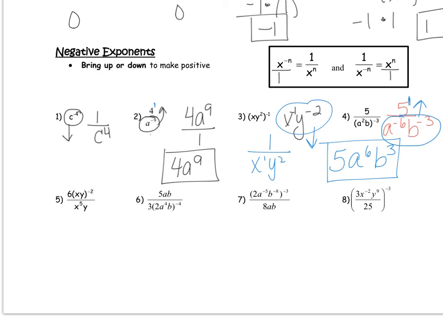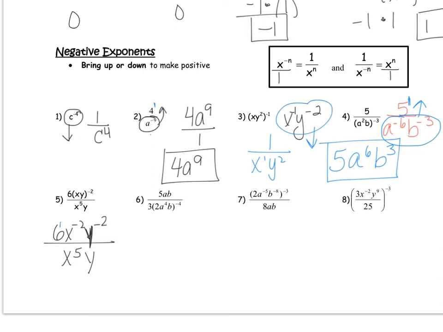Alright, let's see if we can do number 5. So first things first, let's handle the parentheses. Let's distribute this in. So 6x to the negative 2, y to the negative 2, over x to the 5th, y. Okay, you could tackle this problem in one of two ways. You could divide by subtracting the exponents, or you can move the negative exponents to make them positive and then multiply. The choice is yours. I prefer to move the negative exponents and make them positive.